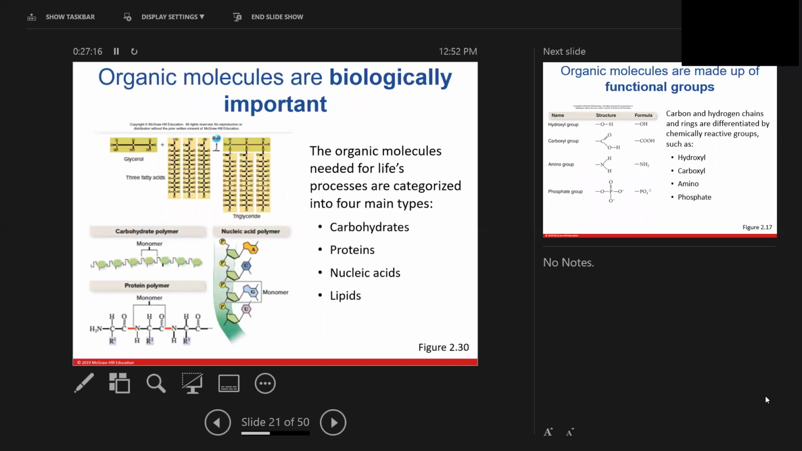Now, organic molecules are incredibly biologically important, and there are 4 big categories that we process them into. That's simply carbohydrates, proteins, nucleic acids, and lipids. Now, all of these have base forms and expanded forms, if you will, where you say, okay, a protein is made out of a bunch of amino acids put together, or nucleic acids are made out of a bunch of either deoxyribose or just ribose nucleic acid, that kind of thing.